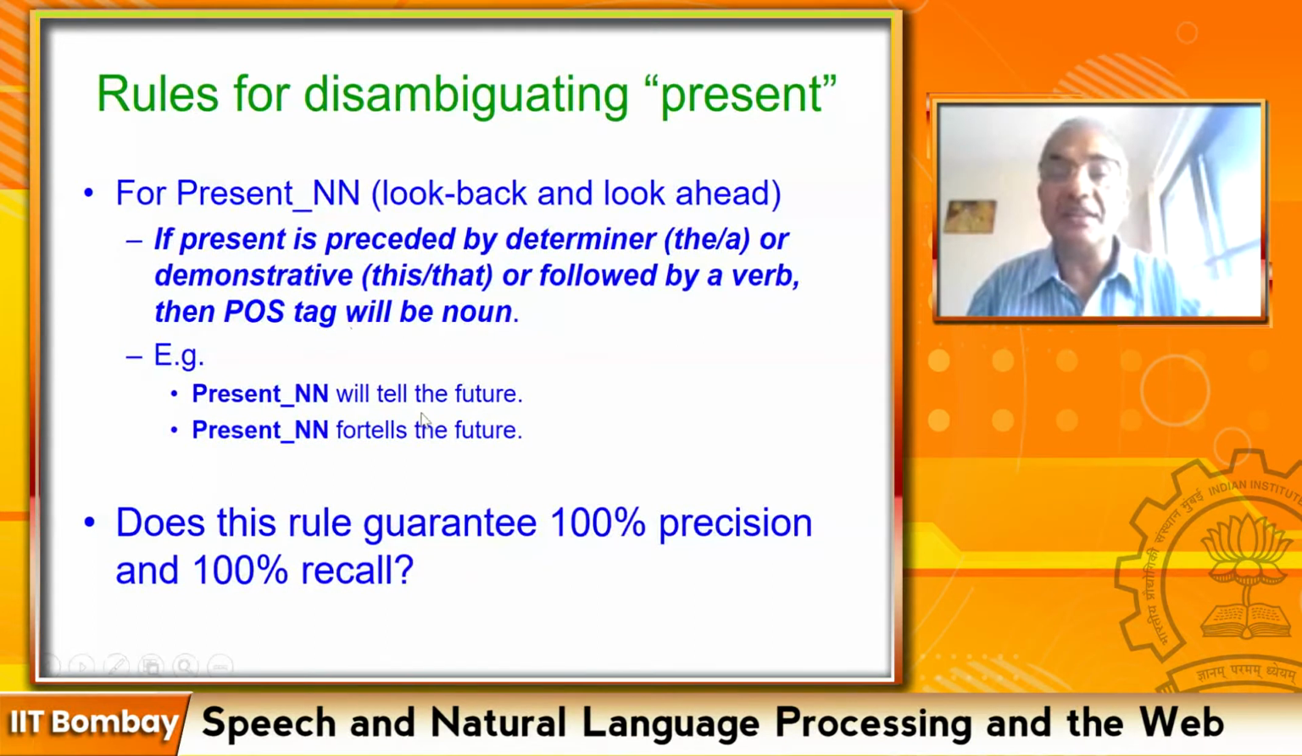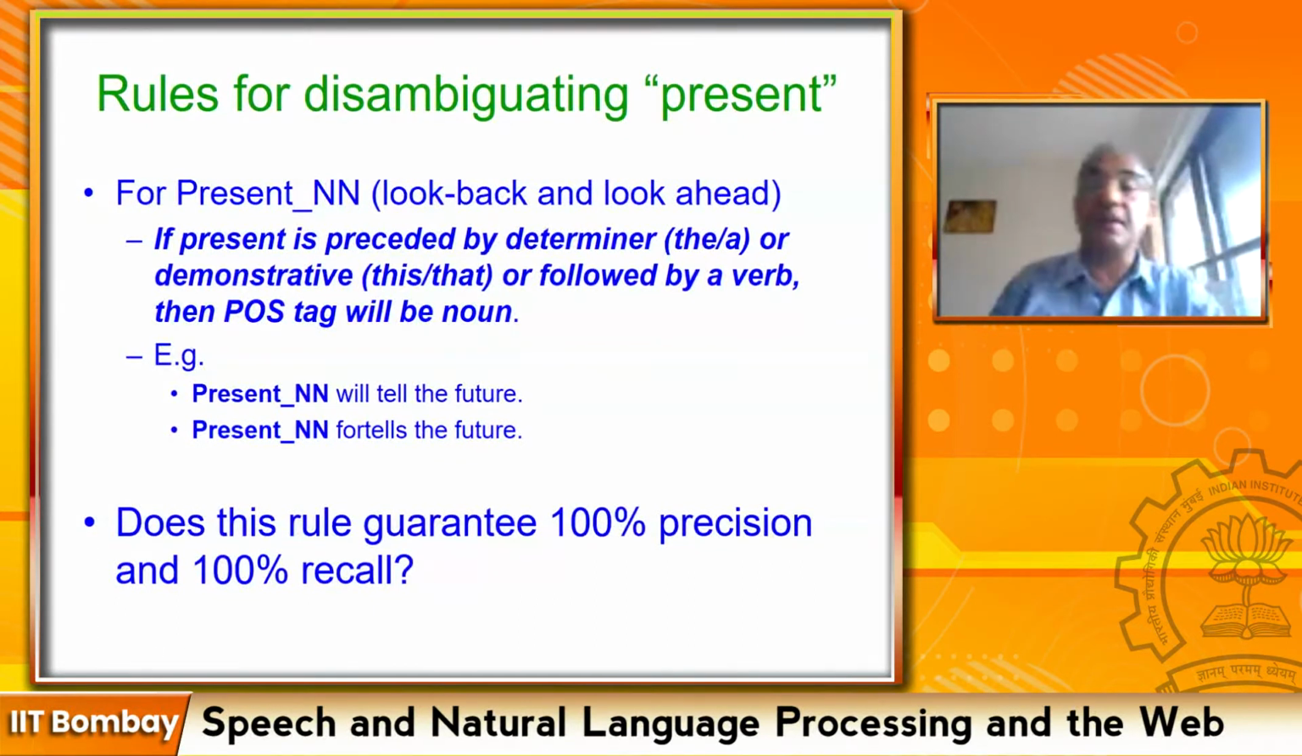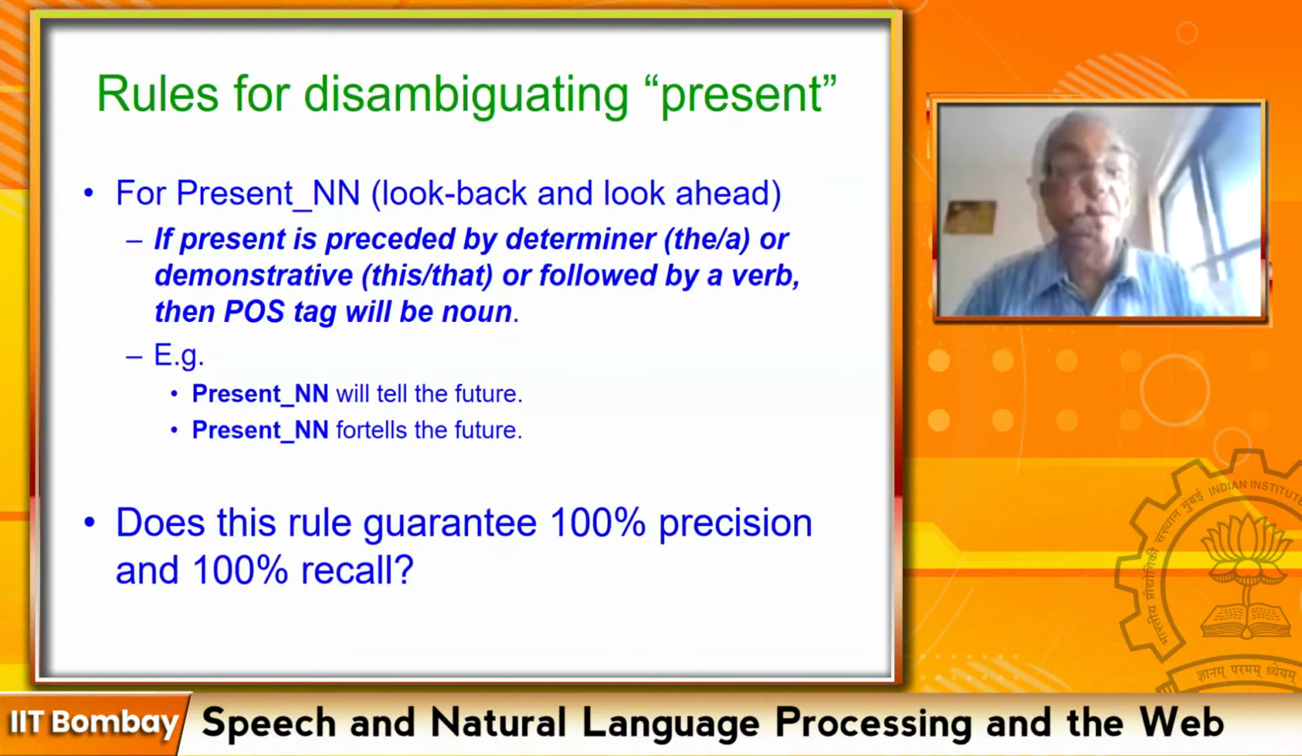So now just take it as an exercise to see if this particular rule is also completely fail-safe. Will it have exceptions in terms of positivity and negativity? If present is preceded by a determiner or demonstrative, or is followed by a verb, then the part of speech tag will be noun. Is this absolutely correct and complete? So think about this. Okay. The first question was to find an example of a verbal, a word which is functioning as a verb, though inherently not a verb. That was the first exercise question, thinking question.